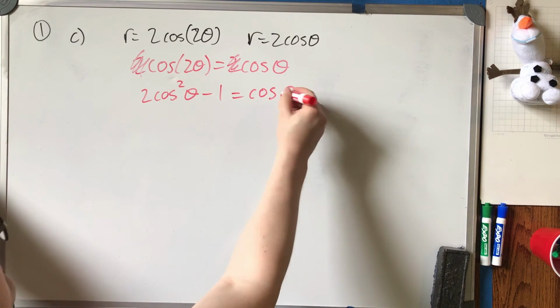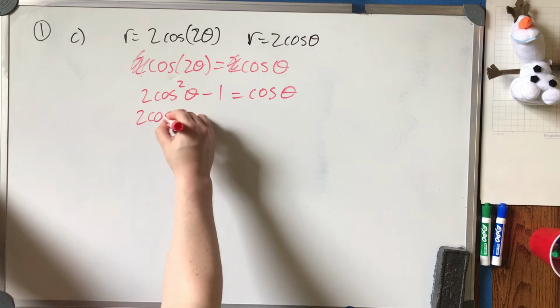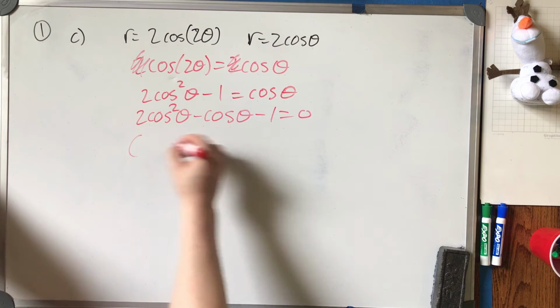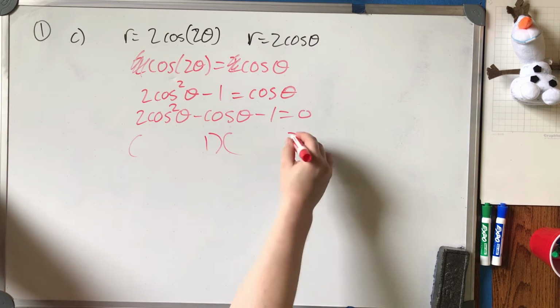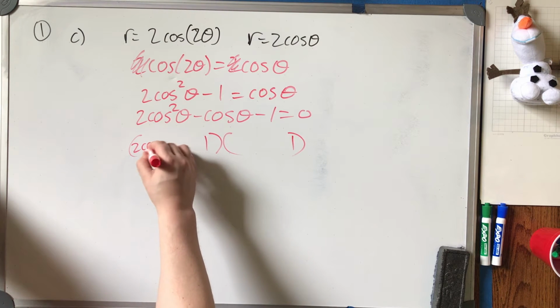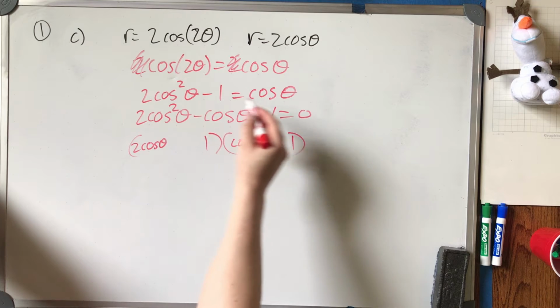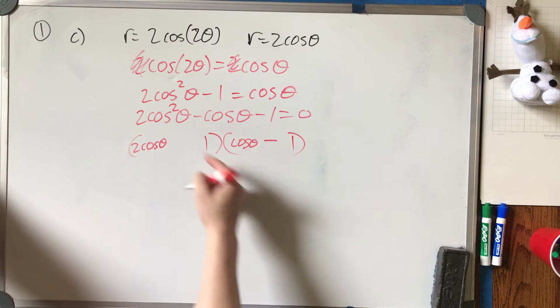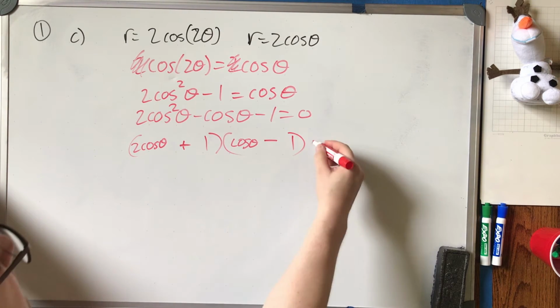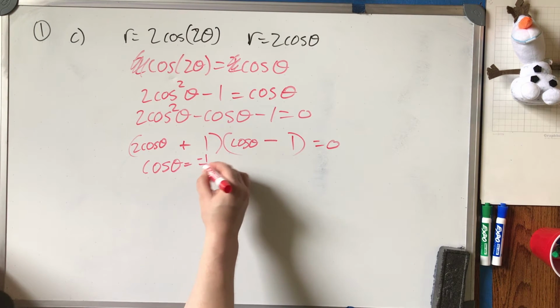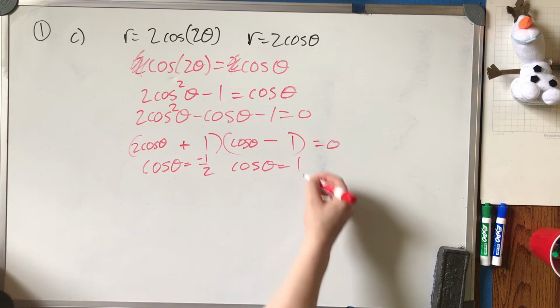I'll move the cosine theta to the other side. So 2 cosine squared theta minus cosine theta minus 1 equals 0. I just got to factor this guy. So let's see, I'm going to have 2 cosine theta, a 1, cosine theta, and another 1. I need the 2 to be negative to give me the middle term. So that helps me with my signs. So I get cosine theta equals negative 1/2 and cosine theta equals 1.